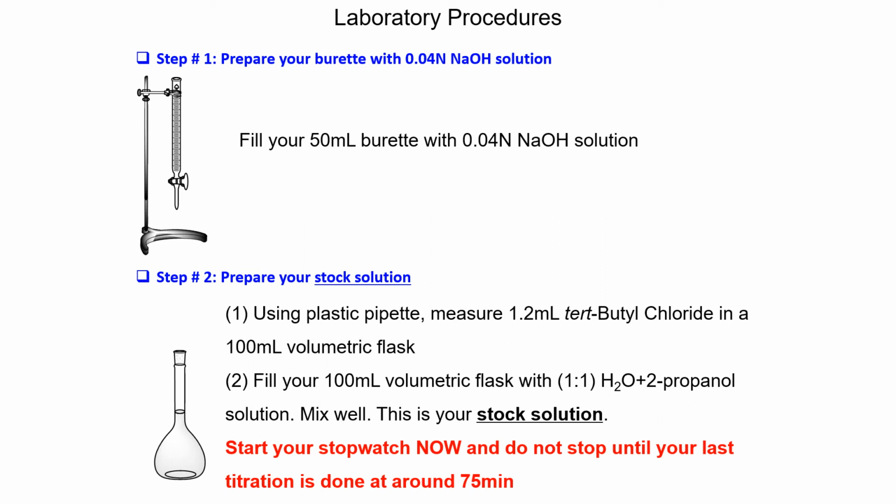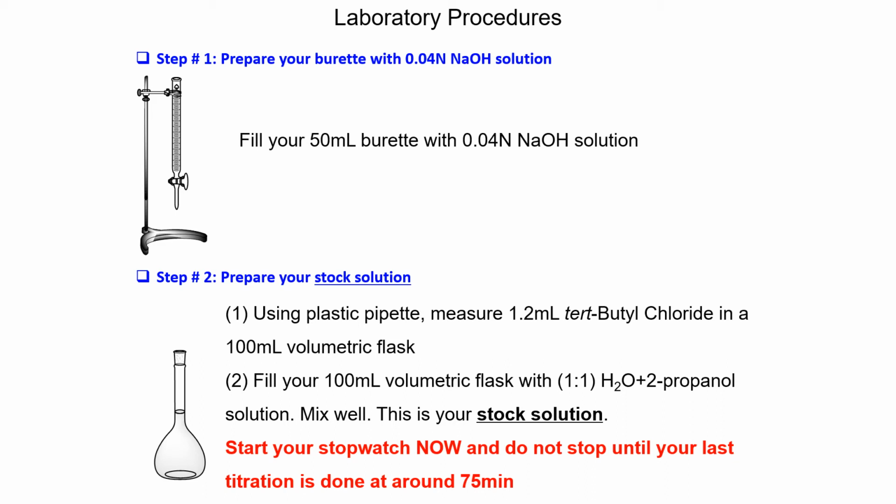So in the experiment, we'll first prepare our titrant solution, which is sodium hydroxide, at about 0.04 normality. You can simply prepare this by adding 8 grams of sodium hydroxide pellets into 5,000 milliliters of distilled water. And then next is the stock solution.